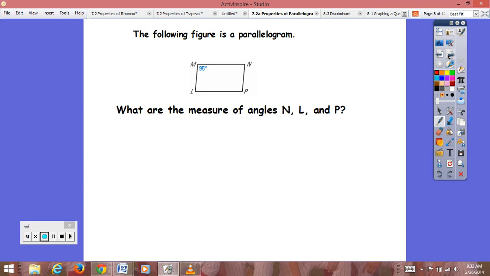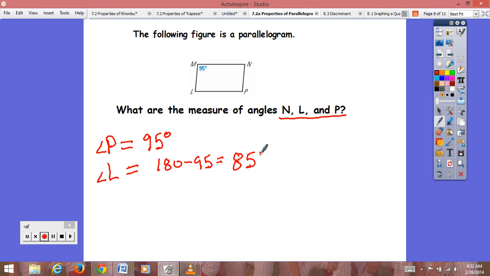Another example: if we say this figure LMNP is a parallelogram, and we want to find the measure of angles N, L, and P. If we start out with angle P, because that is an opposite angle with M, we know opposite angles in a parallelogram are congruent, so angle P is 95 degrees. And if we then go to angle L, we know consecutive angles are supplementary, so we can subtract 95 from 180, and that will give us angle L equals 85 degrees. And angle N we can solve multiple different ways. We could use opposite angles with L, consecutive angles with M or P, but let's just use that opposite angles are congruent. So if angle L is 85 degrees, angle N also has to be 85 degrees.